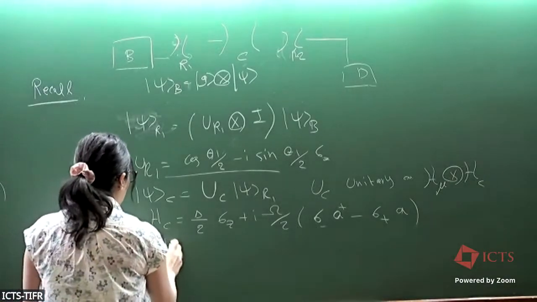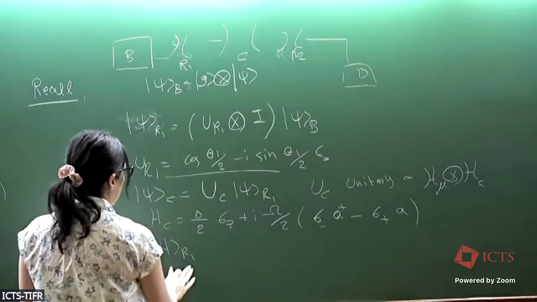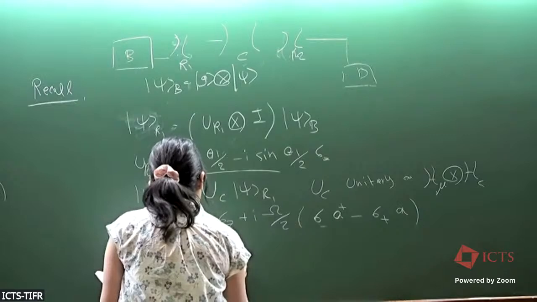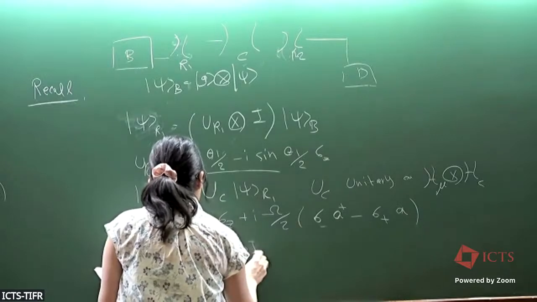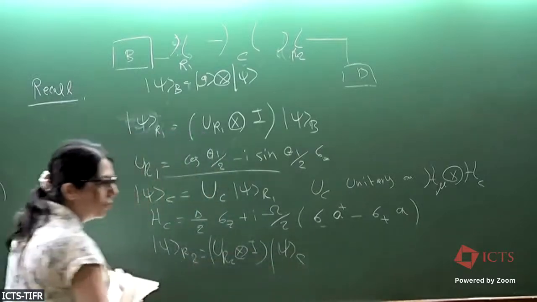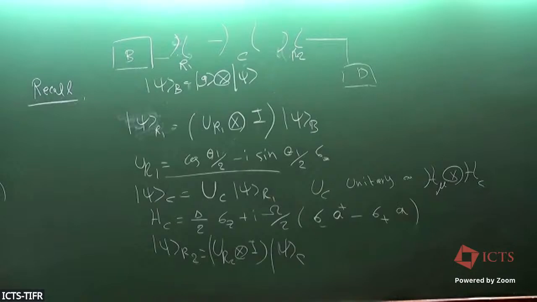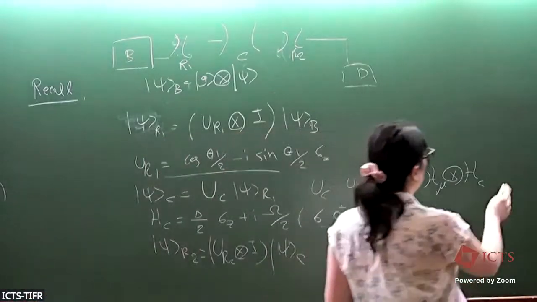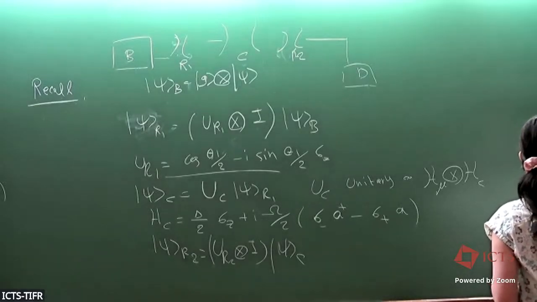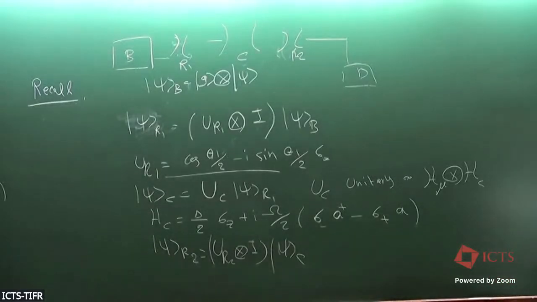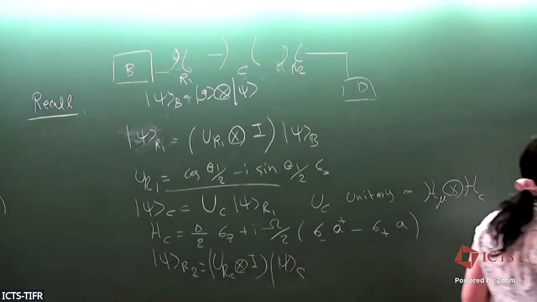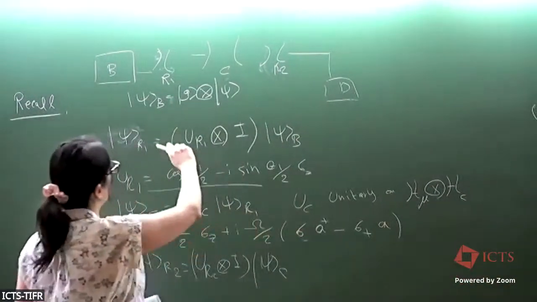So you have psi R2, which is your R2 identity applied on psi C. And like this, you can get the whole evolution of your state. So the whole unitary is UR2, UC and UR1, which is applied to your initial state, which was psi B, right? And in fact, here you have the entanglement when you are here, psi C.